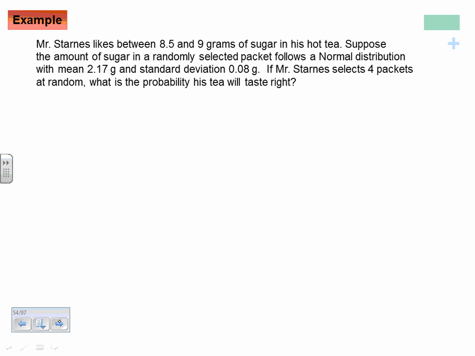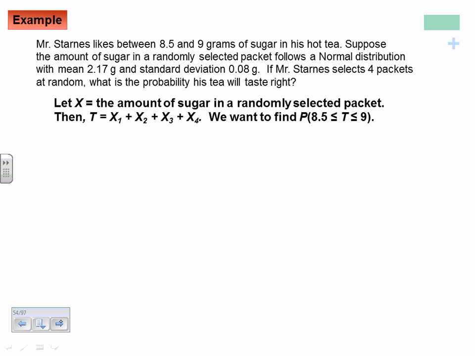All right, so here's an example. Mr. Starnes likes between 8.5 and 9 grams of sugar in his hot tea. Suppose the amount of sugar in a randomly selected packet follows a normal distribution with a mean of 2.17 grams and a standard deviation of 0.08 grams. If Mr. Starnes selects 4 packets at random, what is the probability that his tea is just right?